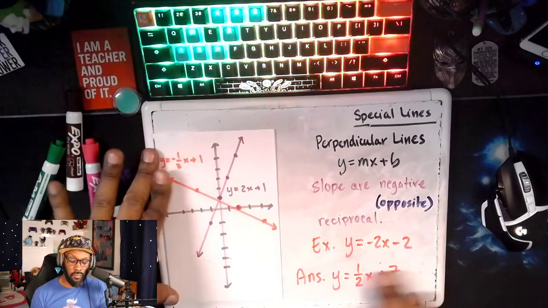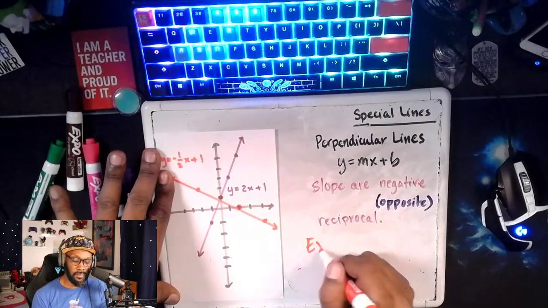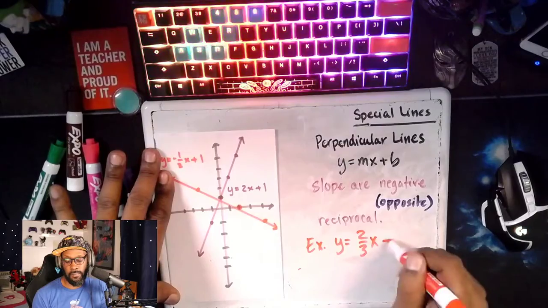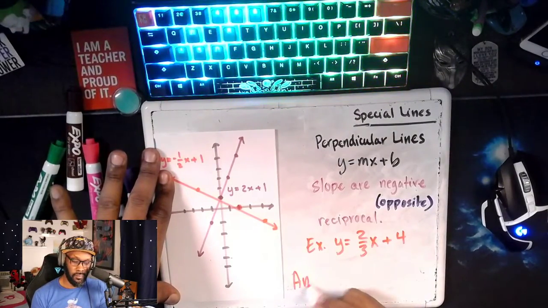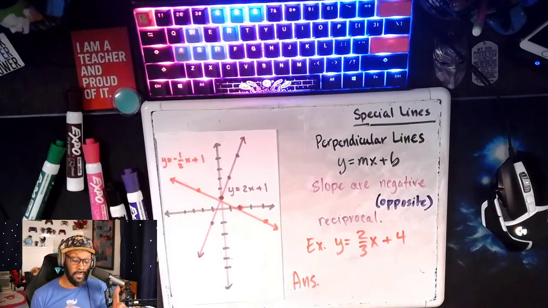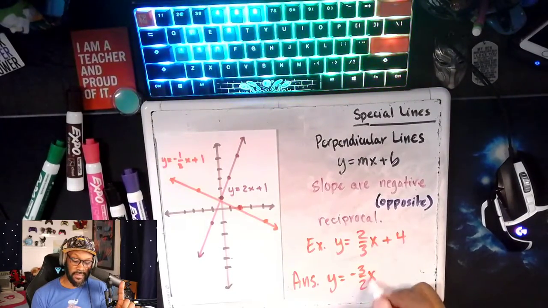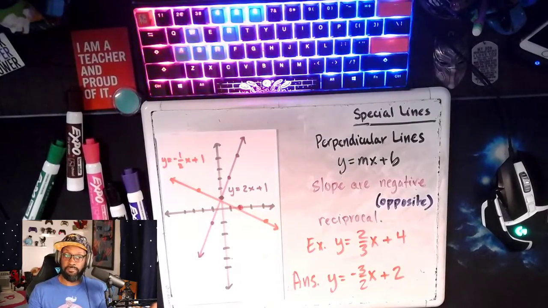Let's do one more for the road. Final example. What would you say the answer is? Negative reciprocal. You got it. So it's just negative 3 over 2x minus or plus 2. Okay?